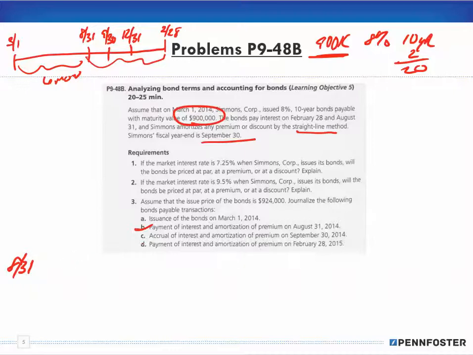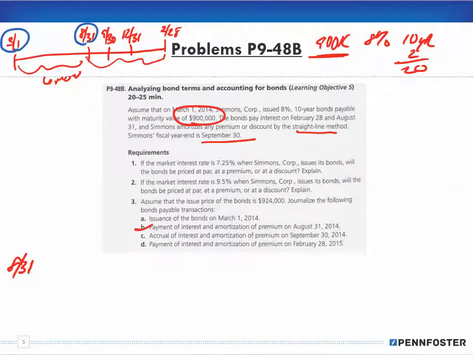So first, what are we looking at here? We just did the issuance of the bond. Now we're looking at this first payment, so we're going to pay interest at that time. How much interest are we going to pay out? I'll do it over here: 900,000 times the 8%, times 6 months over 12, because this is semi-annual. That means the amount of interest is going to be $36,000.